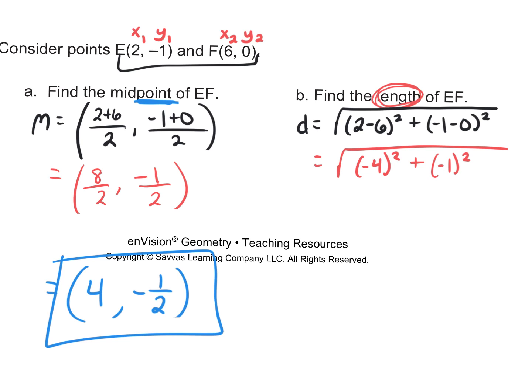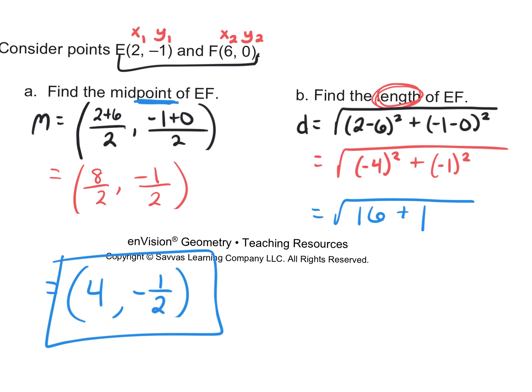Negative 1 squared. I had a good question yesterday. They asked if they can put these together before they square. No. Can I do that? Why not? Yep, order of operations tells us we have to do the separate exponents first. So what's negative 4 squared? 16. What's negative 1 squared?